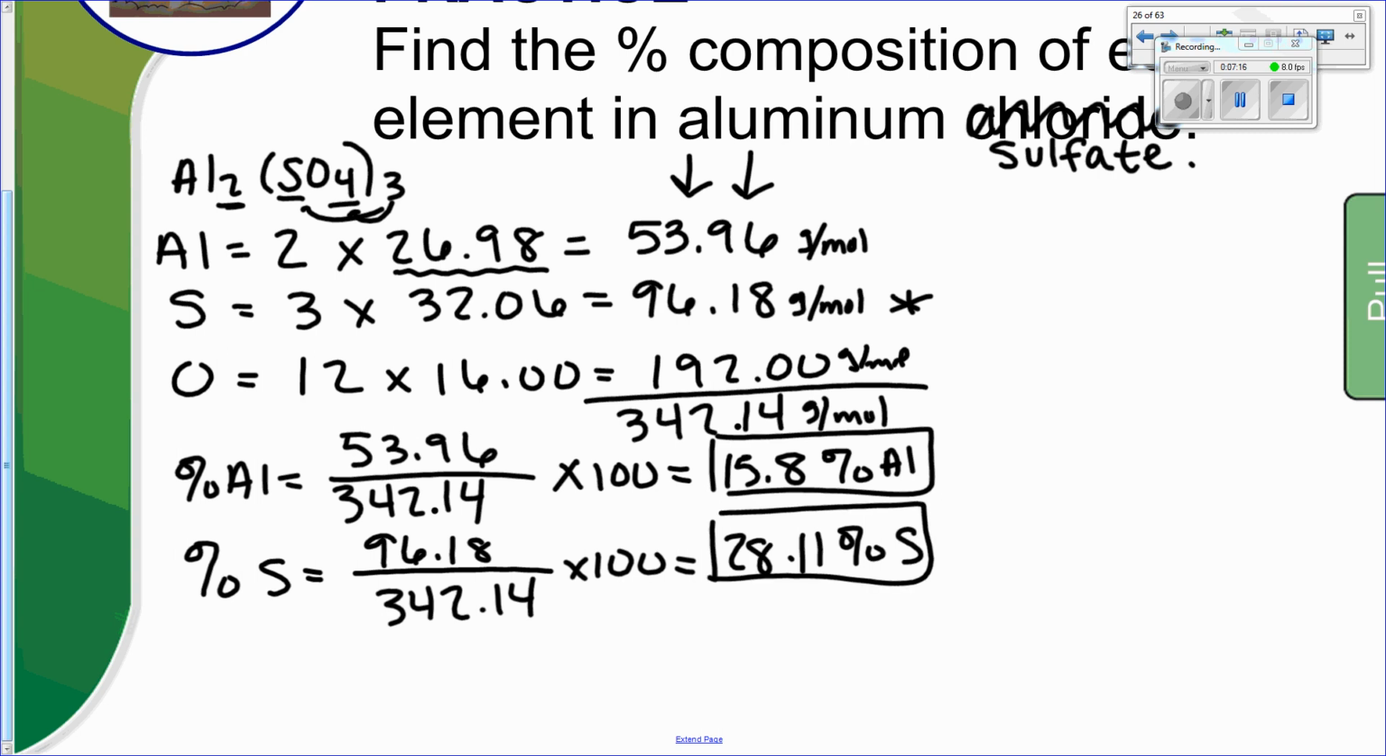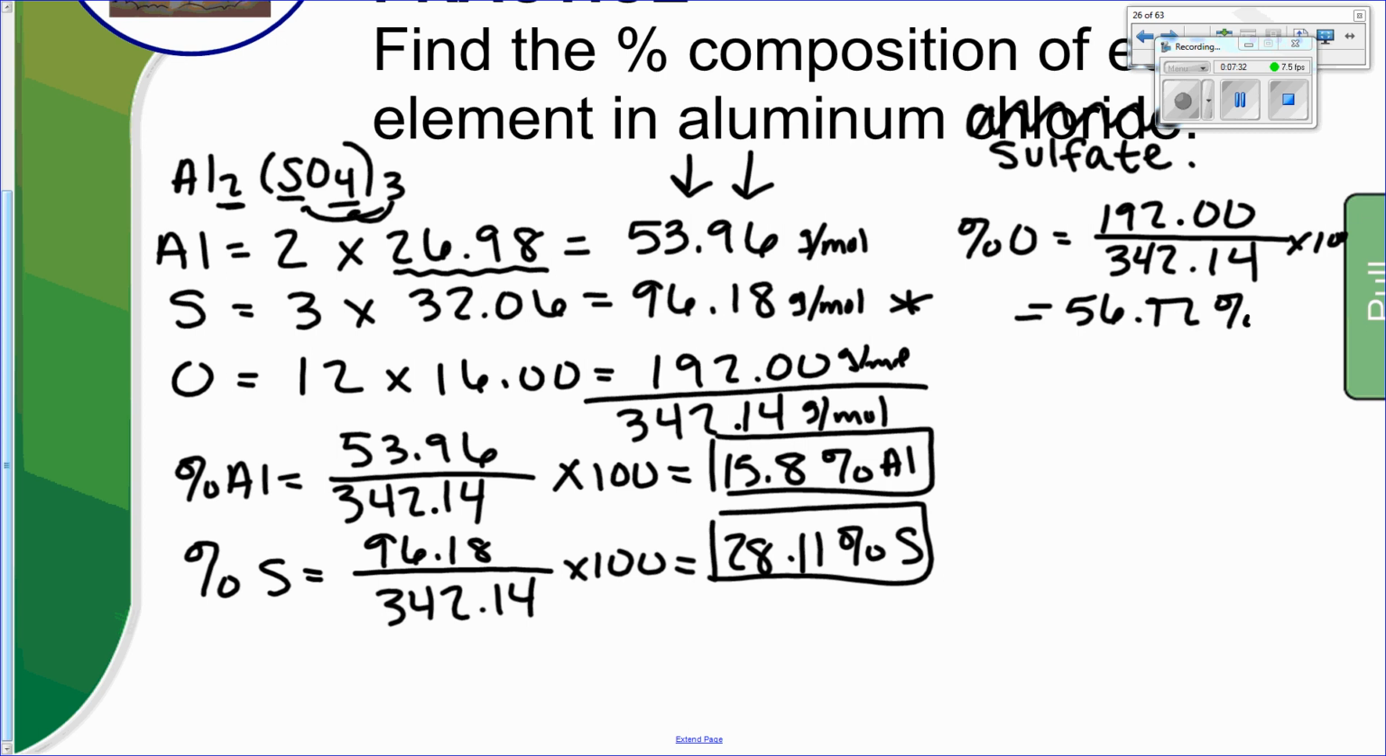And then we have oxygen. I'm going to go ahead and do that one up here. Percent oxygen is going to be equal to 192.00 over 342.14 times 100. When you work that out, you should get 56.12%. That's a 1-2, apologies on that.